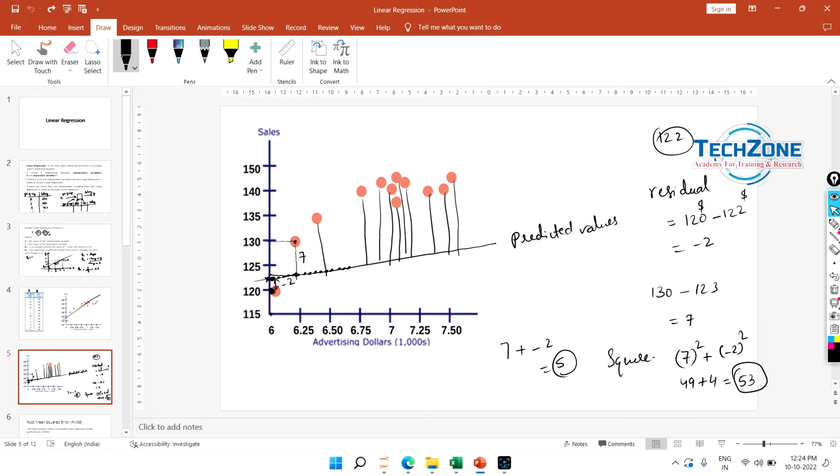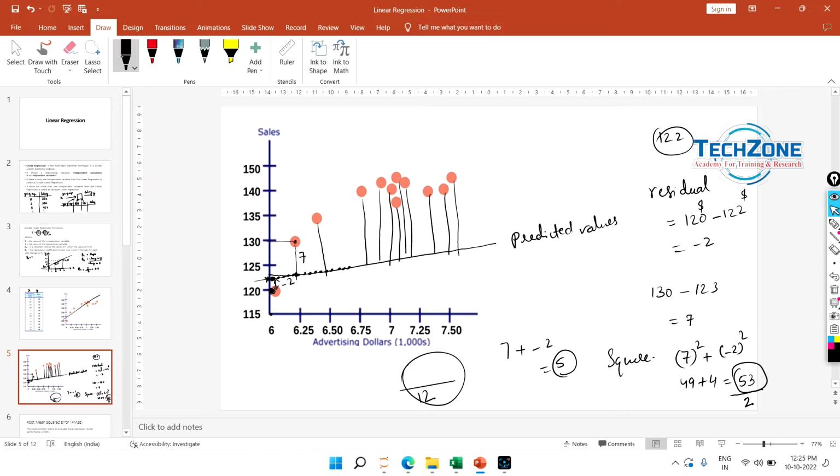Now we calculated the residuals of only 2 points. We calculated the residuals, we squared them. We need to find the mean also. That means we need to divide this by 2 now, because we are considering only 2 points here. How many points do we have here? 1, 2, 3, 4, 5, 6, 7, 8, 9, 10, 11, 12. So we need to find the residuals of all 12 points, square, and then divide that number by 12.